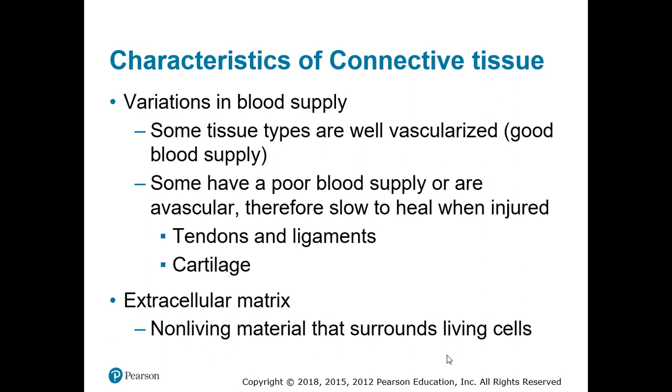So, some characteristics of connective tissue. There are variations in blood supplies. Some tissues are well vascularized, meaning they have a good blood supply. Other ones have a poor blood supply or are avascular. These things that are avascular tend to be slow to heal whenever they're injured. These are things like tendons and ligaments and cartilage. These three things tend to heal very slowly whenever you injure them compared to, let's say, a bone.